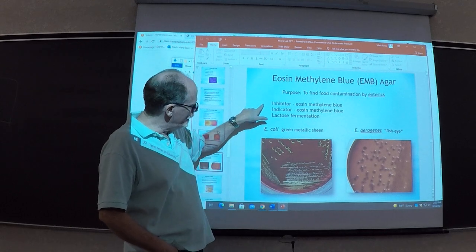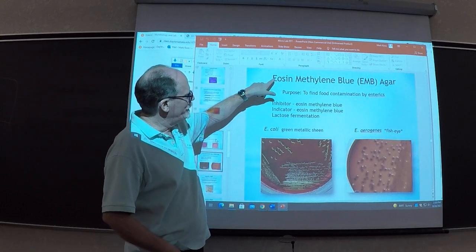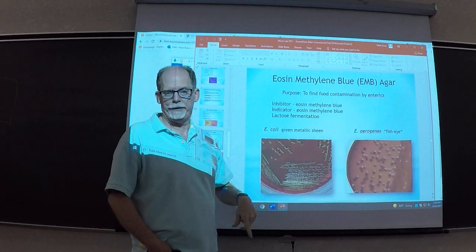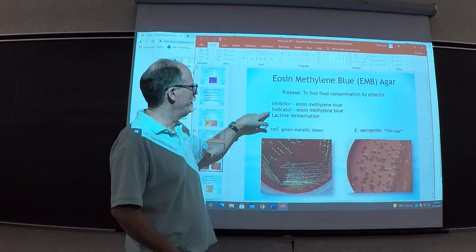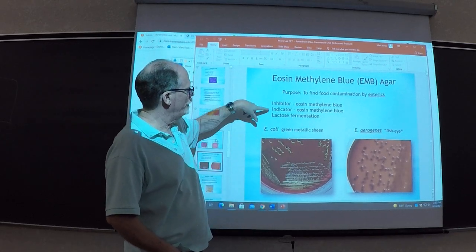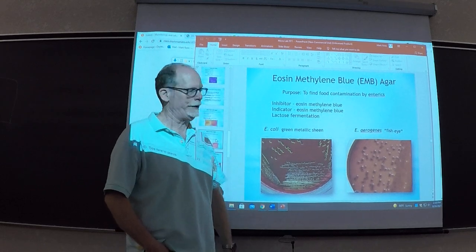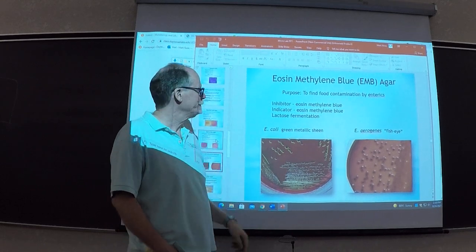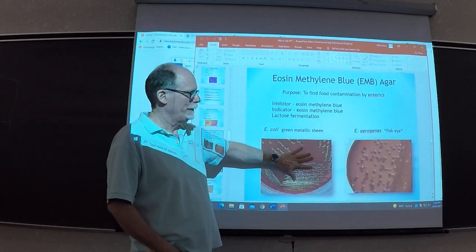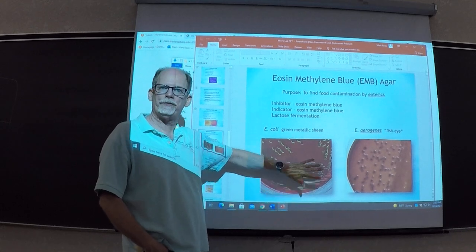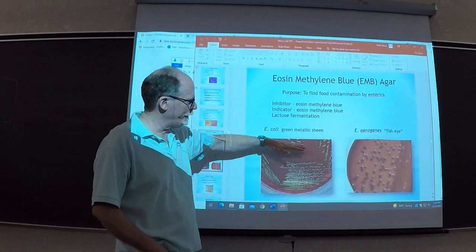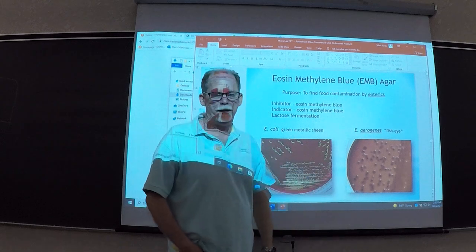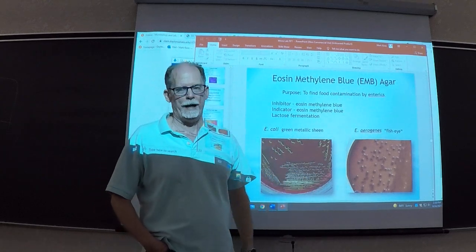You'd say the inhibitor of the eosin methylene blue agar is... The EMB agar indicator is eosin methylene blue. Lactose is found in the media. If it's fermented, it's indicated by a green metallic sheen, for E. coli or Enterobacter.